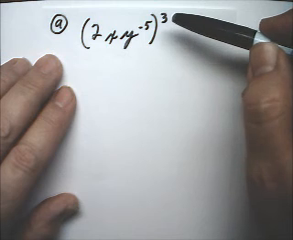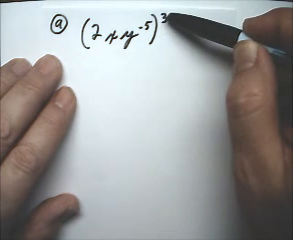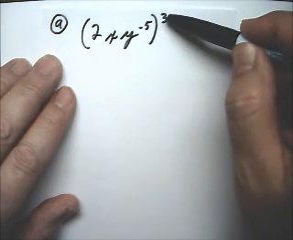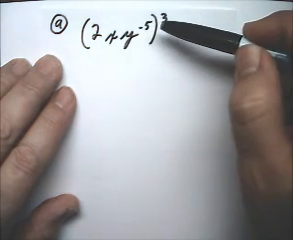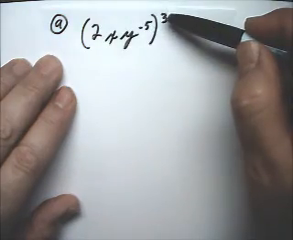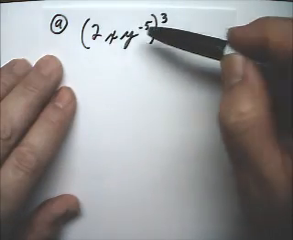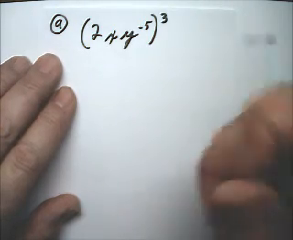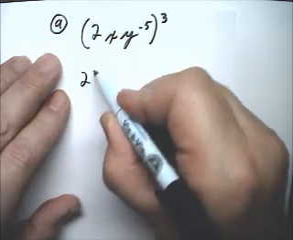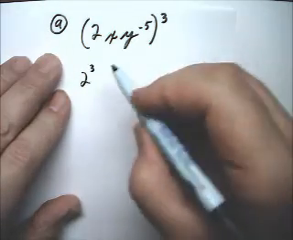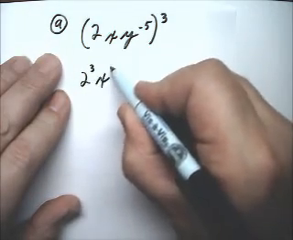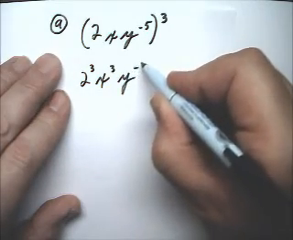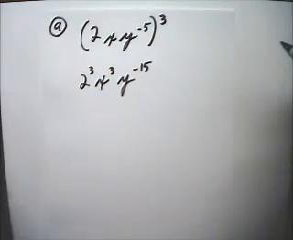I think the easiest way to explain this would be that when we raise a power to a power like this, we multiply each one of the exponents. So this is 2 to the first power, this is x to the first power, and this is y to the negative fifth power. So when we raise this to the third power, we're going to end up with 2 to the third power times x to the third power times y to the negative 15th power.